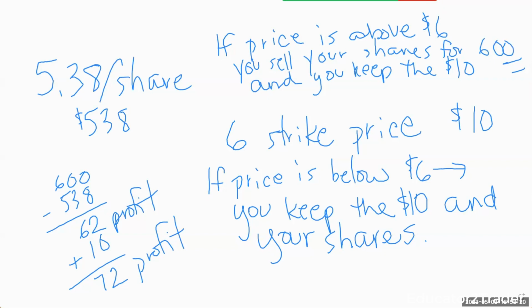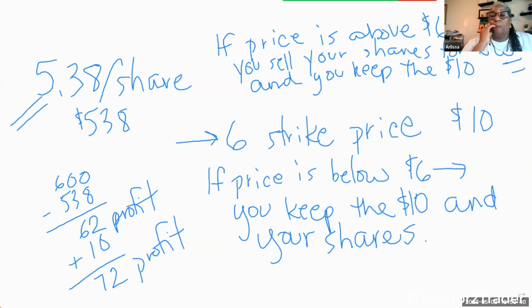So either you keep your shares and the premiums that you collected, or you release your shares at a higher price than what you paid, which is why it's important to make sure that you pick a strike price above your cost basis. So if the price goes up and they get called away, you at least are making money off the shares.